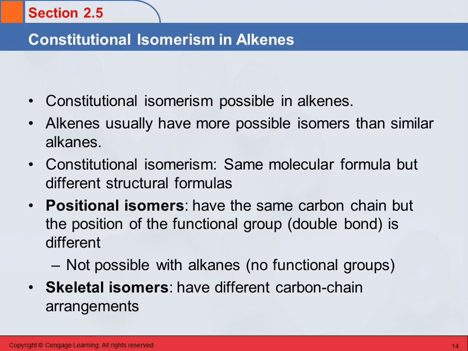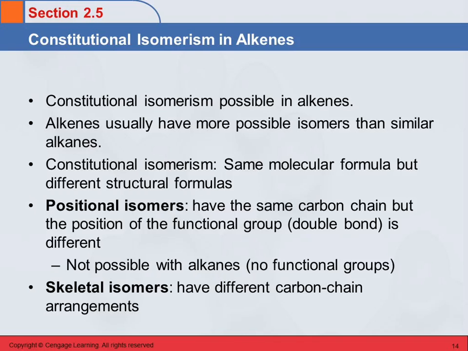So let's remember that a constitutional isomer has the same molecular formula, but the structural formulas are different. Positional isomers have the same carbon chain or the same carbon backbone. The difference is that the functional group is in a different place. So the double bond for the alkenes is in a different place. The carbons are all attached the same way, only the double bond is moved. That's a positional isomer. The functional group is in a different position.